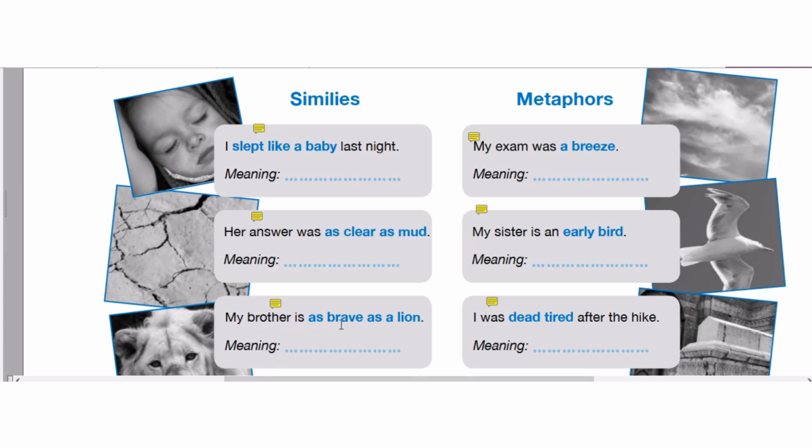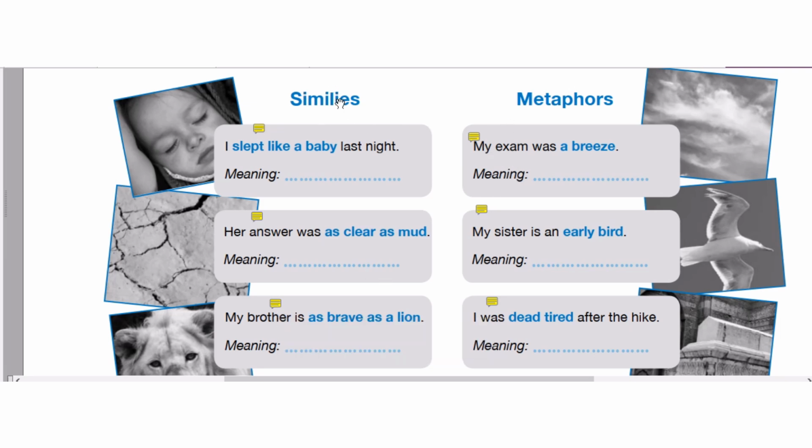My brother is as brave as a lion. This is a simile. Okay? It means a person is very brave, because lions are considered to be courageous animals.